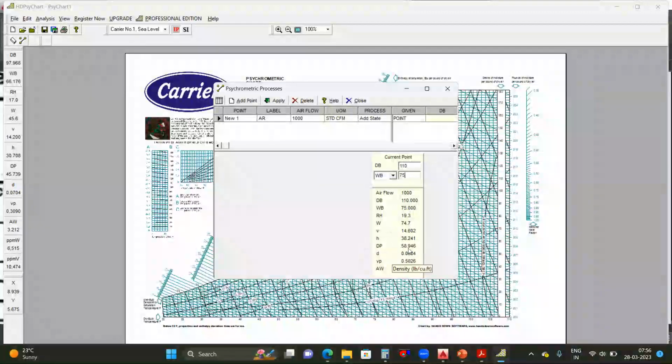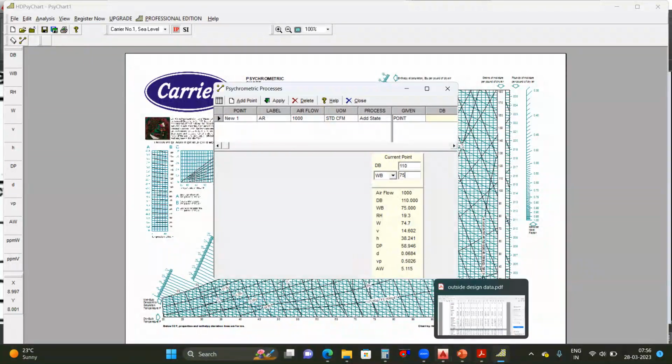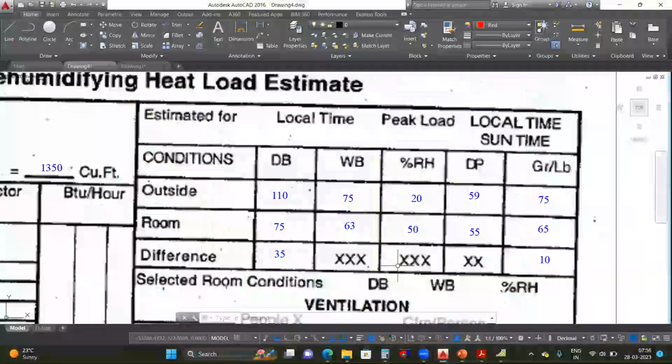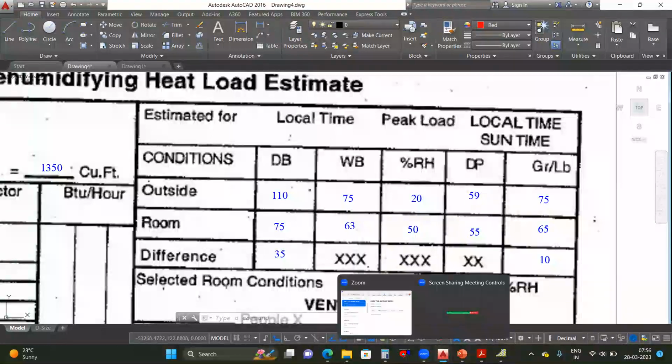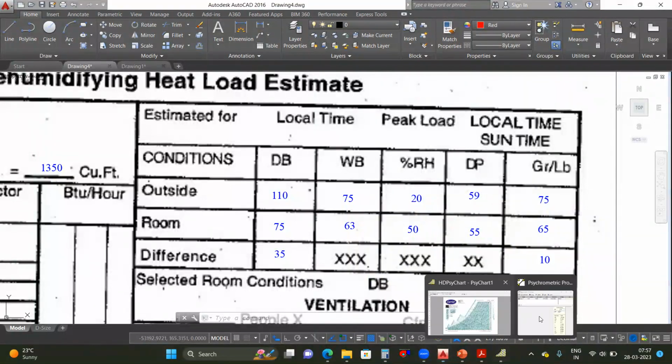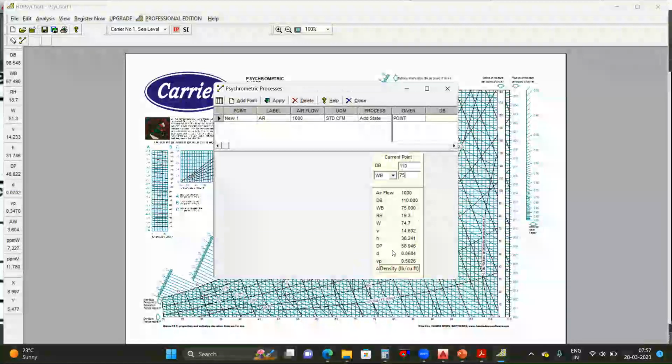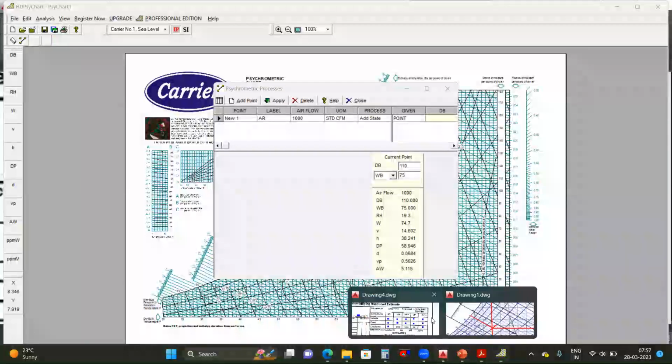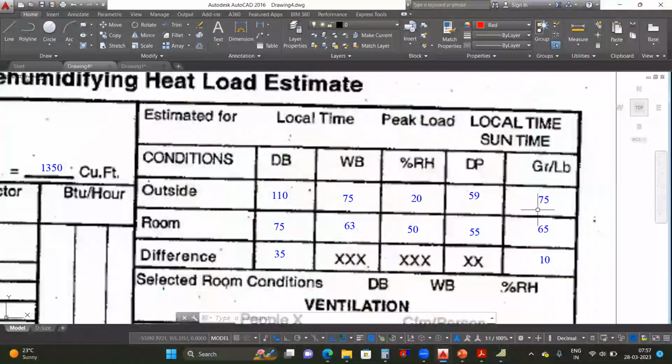And the dew point temperature is 58.94, so it is 59. Fine. And the humidity ratio is 74.7, which is 75. That's fine. Next, we'll check the room conditions.